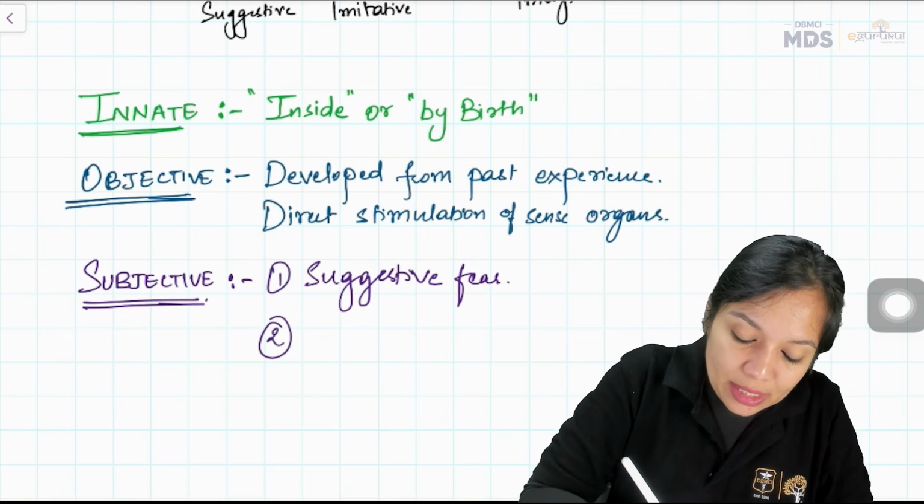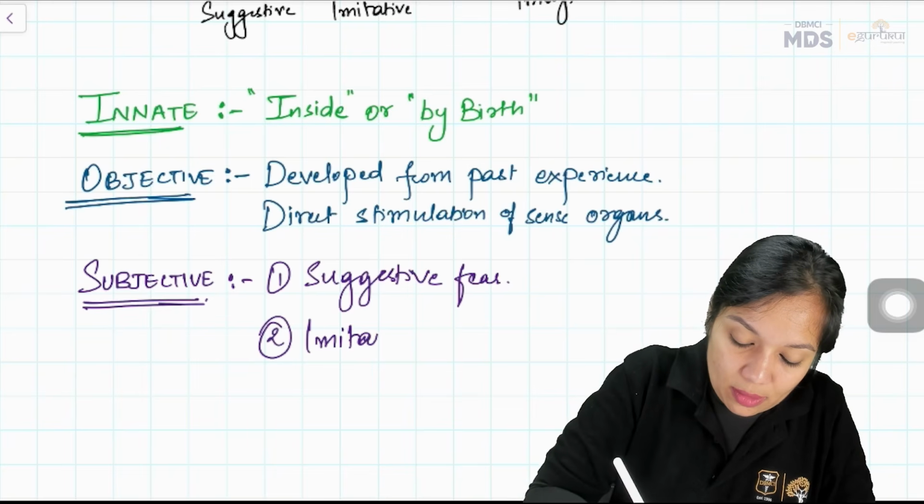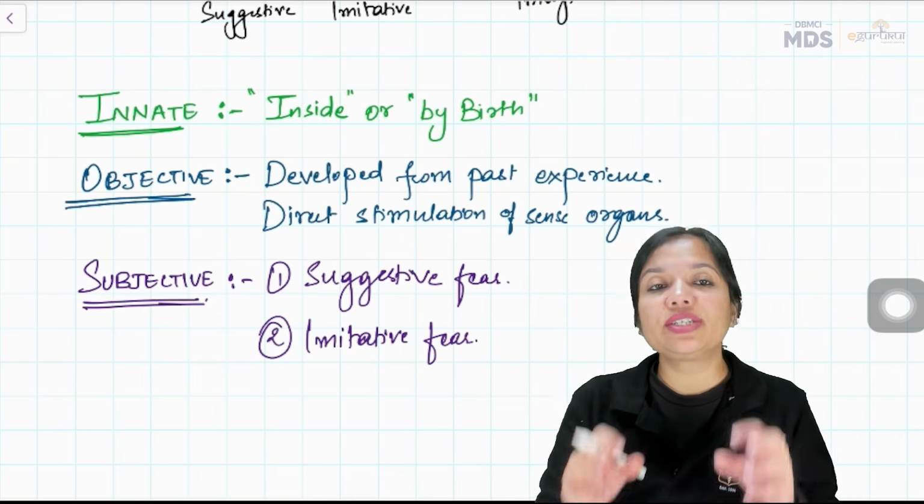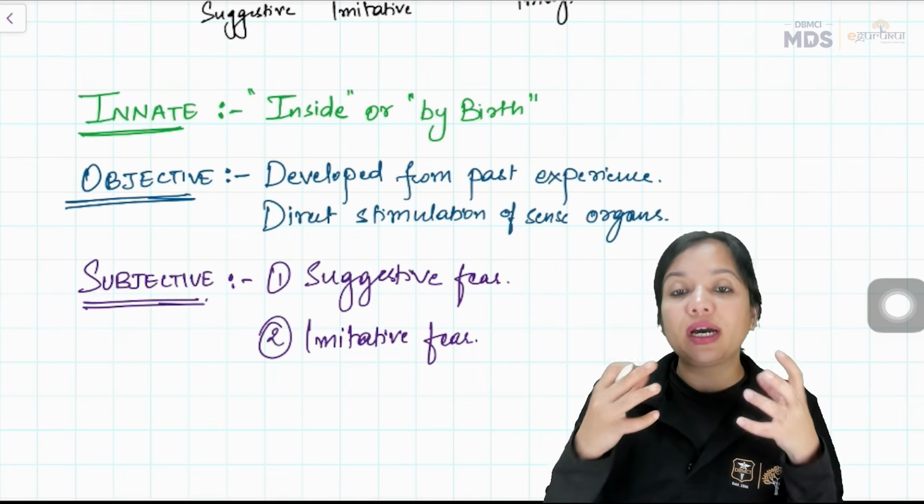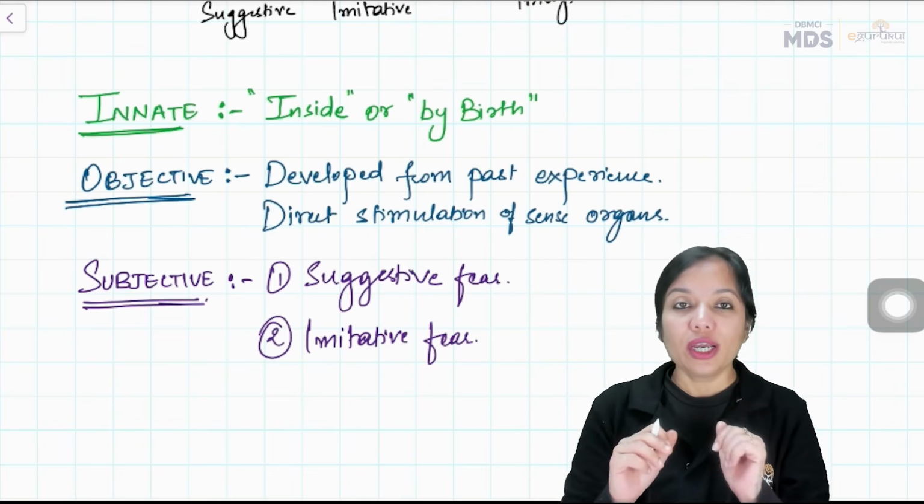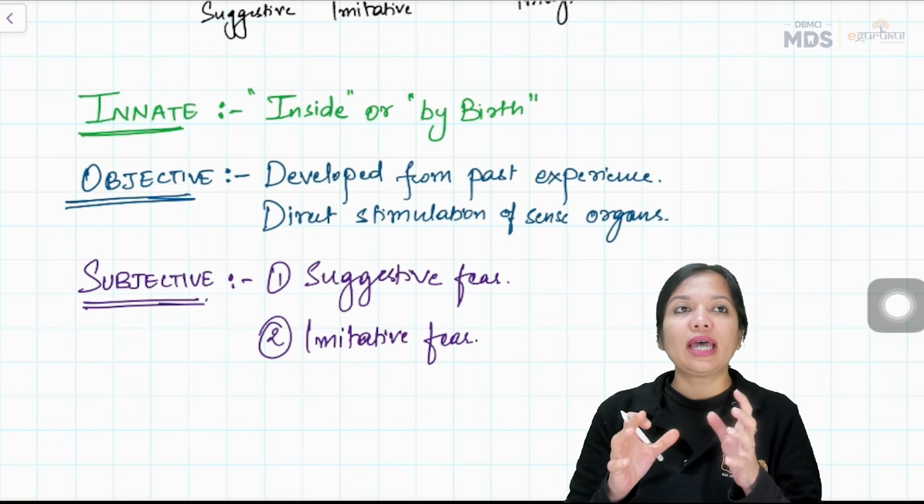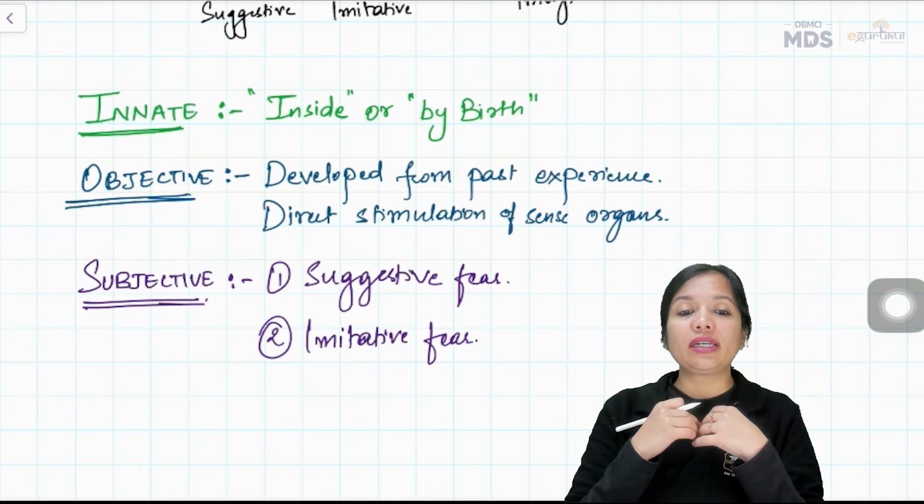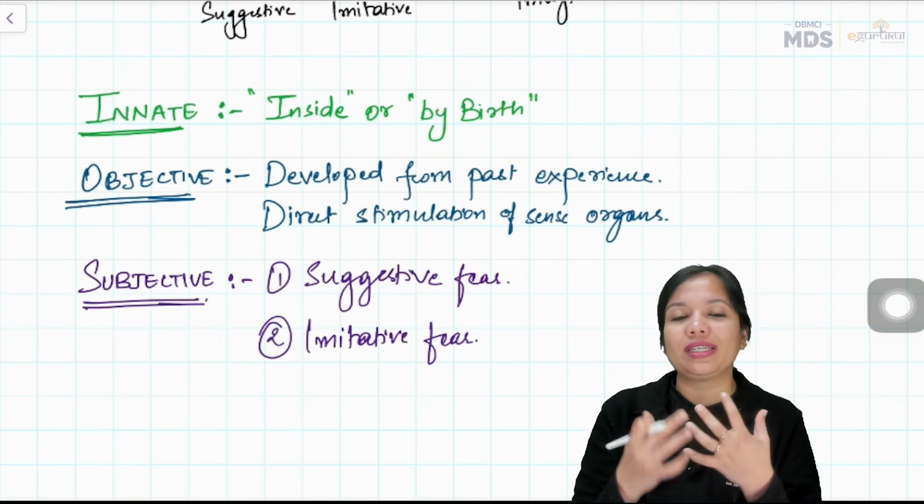Second is imitative fear. So, what is imitative fear? It is transmitted when displayed by others, acquired by the child without being aware of it. Okay, so imitative fear is something that is acquired by just observing others, and he does not even know that he is scared of it now.